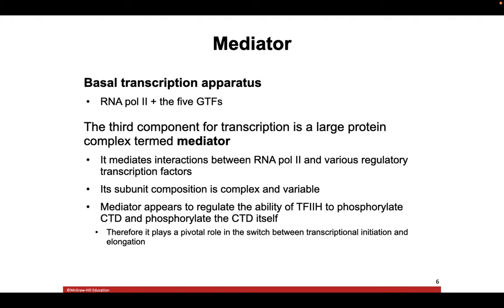Another thing you should know is this protein called mediator that's found in eukaryotes but not prokaryotes. So it's basically RNA polymerase plus the 5 general transcription factors that we saw earlier that help form that open complex. And you don't have to know every piece of it, just know it's RNA polymerase 2 and the 5 general transcription factors. And it helps to switch between initiation and elongation of transcription.